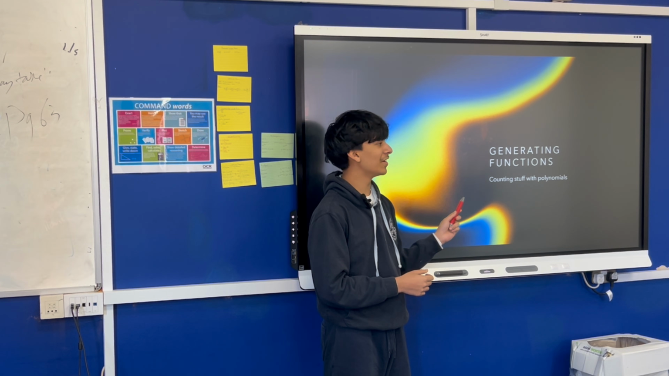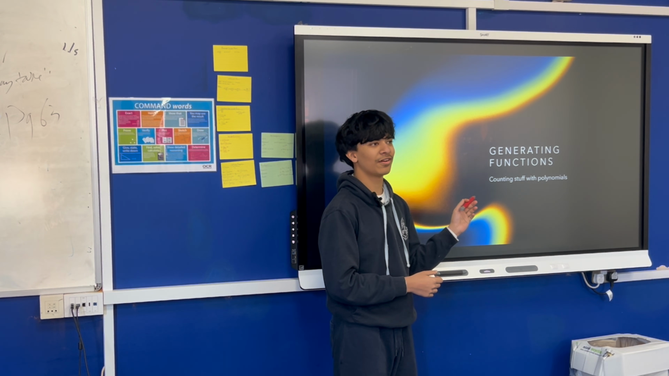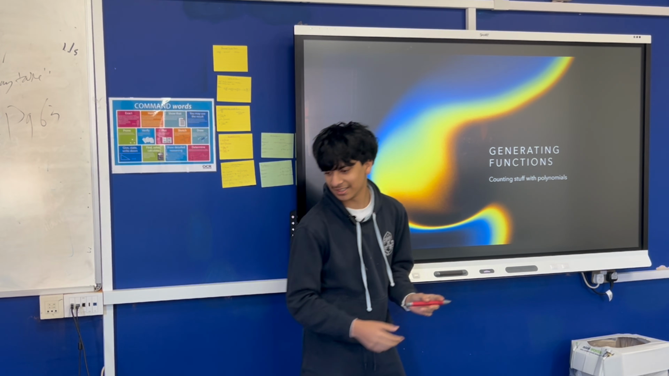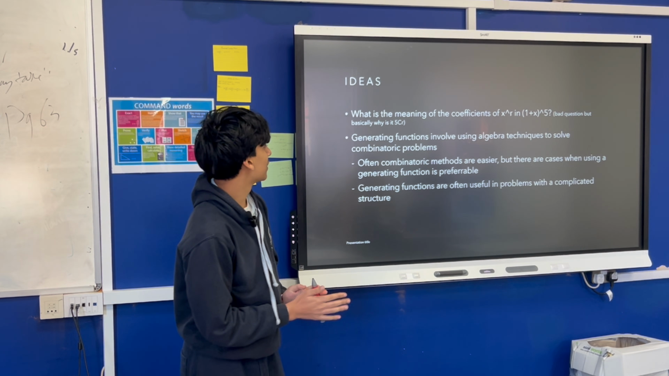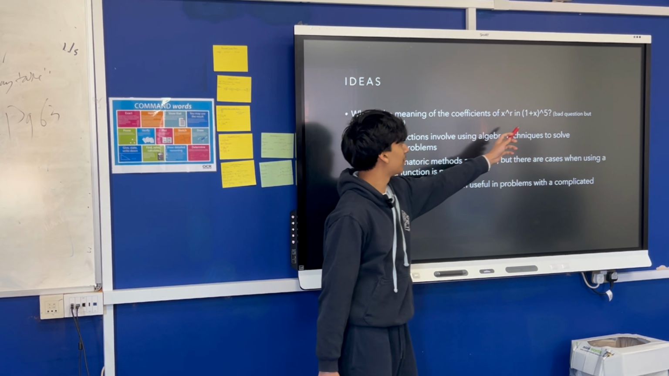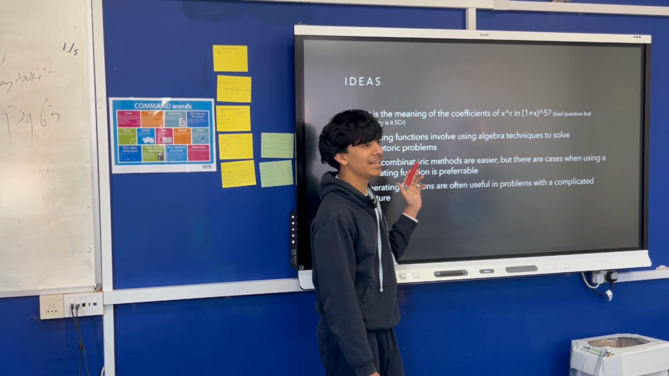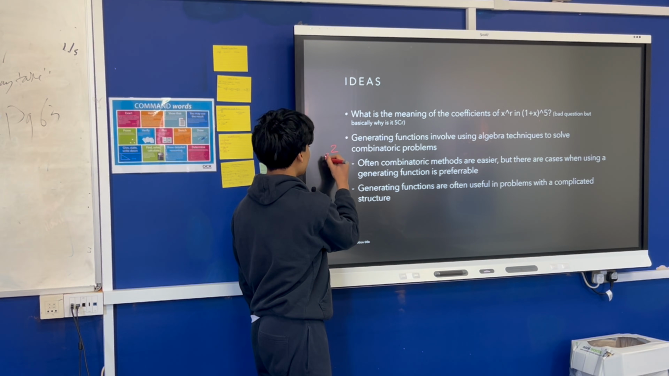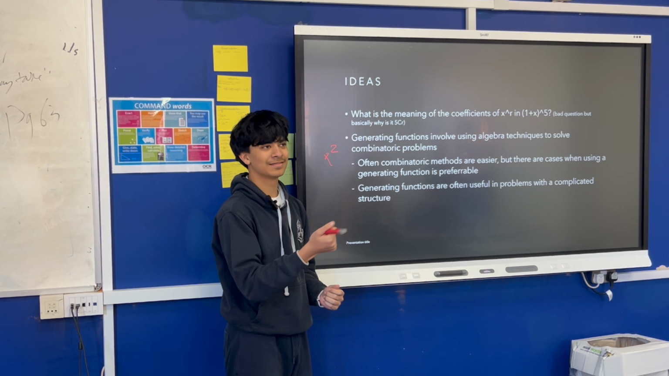Right, we are going to be covering generating functions, which are an application of algebra in combinatorics, as we will see. So firstly, what we want to think about is if we look at the expansion of (1 + x)^5, and you take some generic coefficient like x squared, what is the coefficient of x squared?